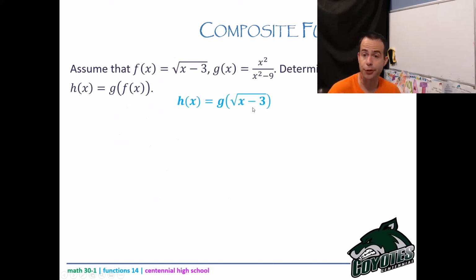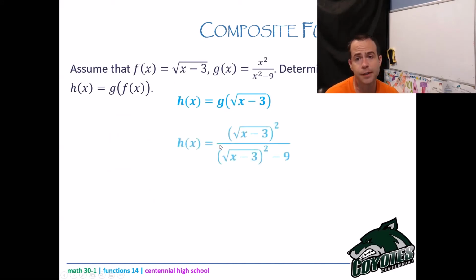Now, I have restrictions there. That's the function I'm inputting, so x does have to be greater than 3. Okay, so that will come into play in a minute. But for a second, I'm going to plug that into my g of x equation. So I have root of x minus 3 squared over root of x minus 3 squared minus 9. Now, root of x minus 3 squared is just x minus 3.